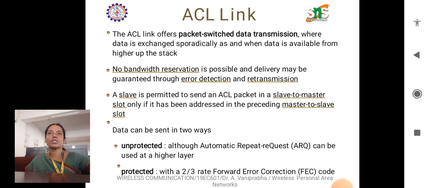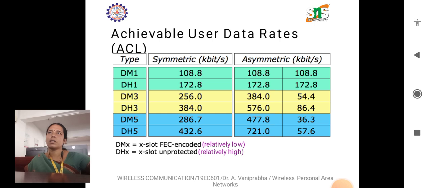Data can be sent in two ways, unprotected way and protected way. ARQ can be used at a higher layer in the unprotected way, but the protected way uses a two-third rate forward error correction code. And this is the table that represents the symmetric and asymmetric bit rates of different types DM1, 3 and 5. DMx slot FEC encoded is relatively low and DHx slot unprotected is relatively higher.